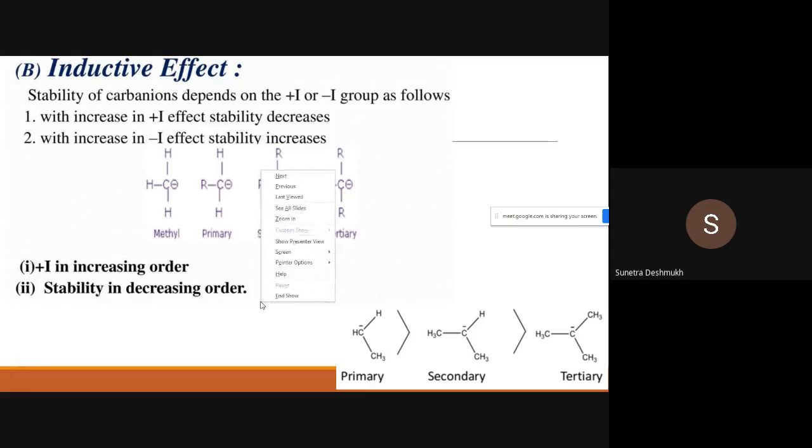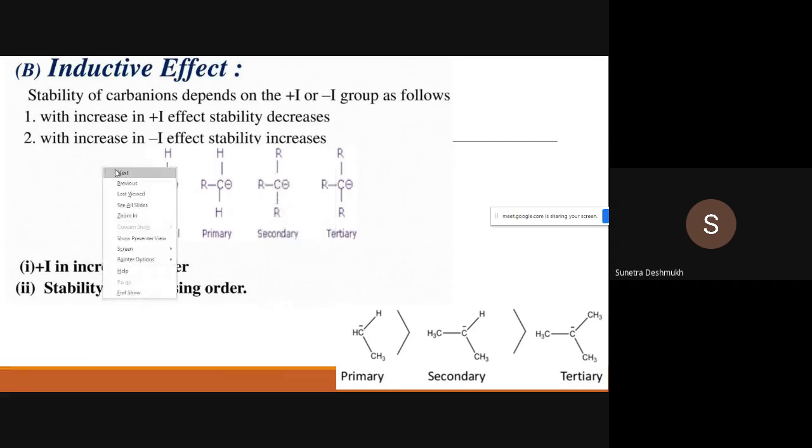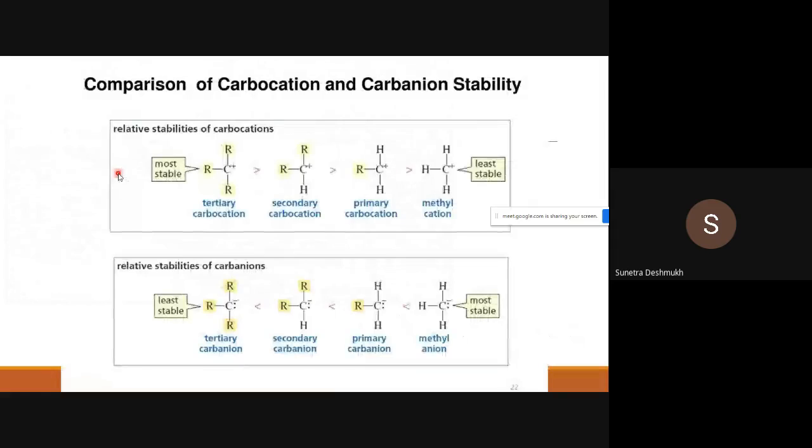So this is the second factor which we can apply for the stability of the carbanion. The first factor is hybridization, which leads to the stability of different carbanions, and the second factor is the inductive effect, plus I effect and minus I effect, and how it defines the stability of the carbanion.